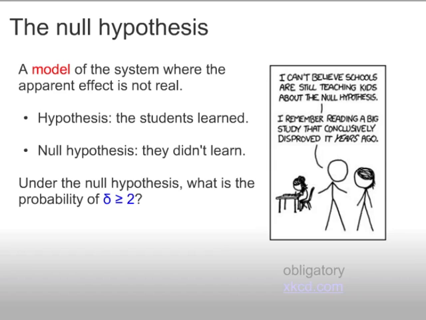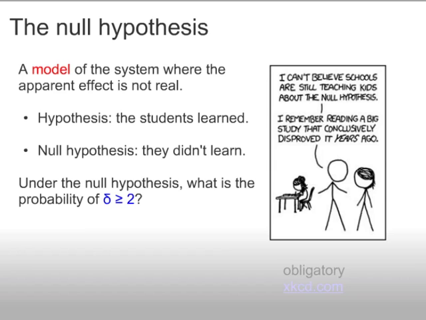The null hypothesis is a model of the system under the assumption that the apparent effect that you saw is not actually real. So in this case, the hypothesis we're testing is that the students learned something. So the null hypothesis is the opposite of that. It's the assumption that they didn't actually learn. And so the question we're answering is, if that's true, if the students didn't learn, then what's the probability of seeing an observed value of delta that's greater than or equal to 2?